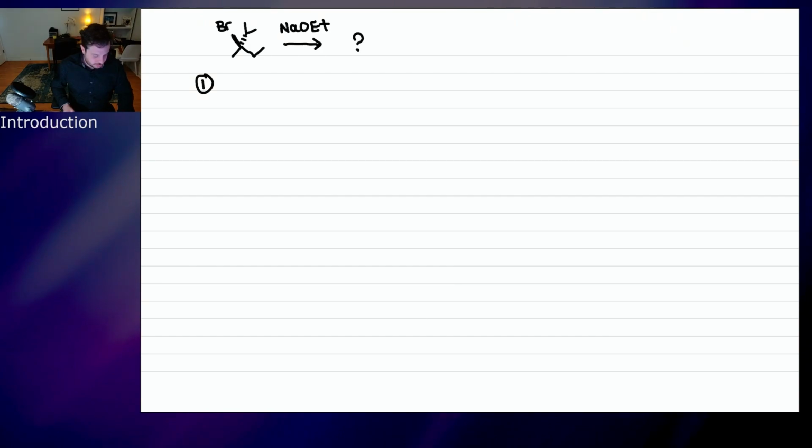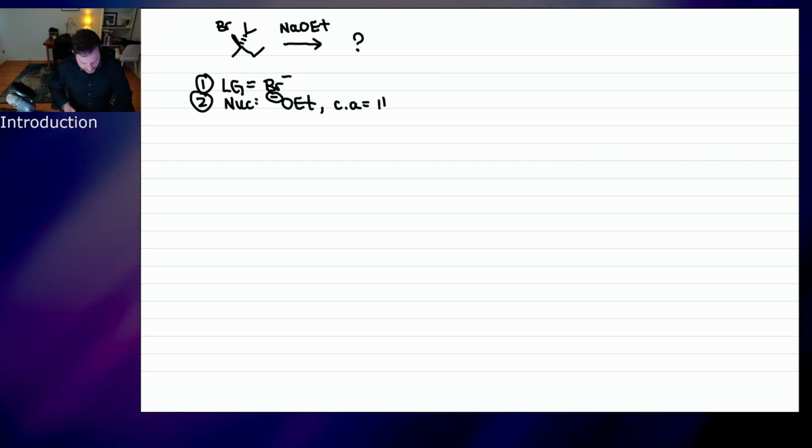So step 1, do we have a good leaving group? Yes, we've got bromine. What's our nucleophile? Well, remember the sodium's a counterion. It's a spectator ion, so the nucleophile is OEt minus. We call that an ethoxide. The conjugate acid, well, to make the conjugate acid, you just add a hydrogen. So that would be HOEt. What's the pKa of HOEt? Well, what is HOEt? It's an alcohol. The structure looks like this. It's an OH group attached to an ethyl group. pKa of that equals 16.